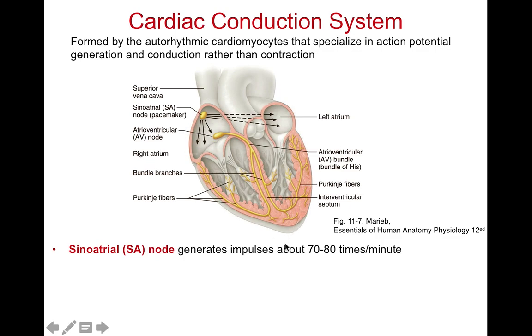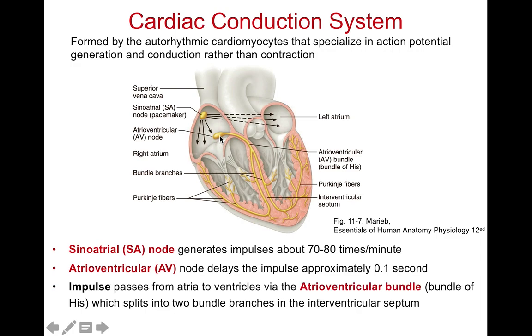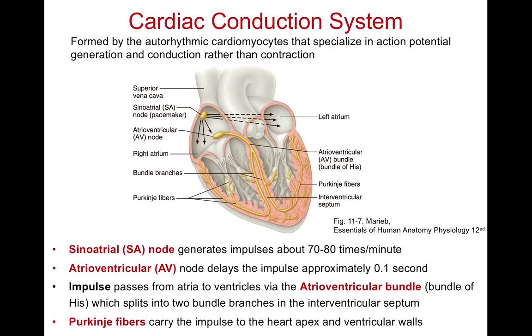spread throughout the heart. The atrioventricular node delays the impulse sent from the SA node a little bit, by approximately 0.1 seconds. So the signal arises from the SA node and travels through the AV node, which slows it down a little bit. And then the impulse passes from the atria to the ventricles via the atrioventricular bundle, also known as the bundle of His, which splits into two bundle branches in the interventricular septum, and it travels up the walls through the Purkinje fibers, which carry the impulse to the heart apex and the ventricular wall.